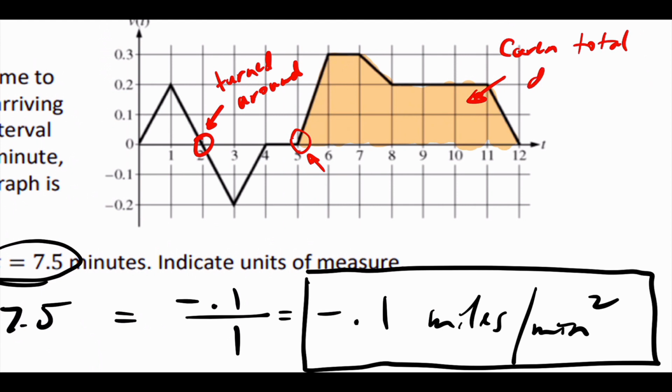Okay, that's what we've got to find for Karen: total distance traveled. So find that right now. I'll give you a few minutes to find that.